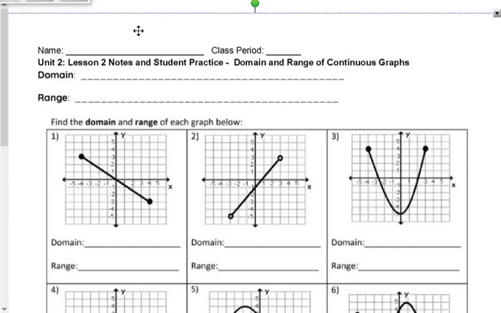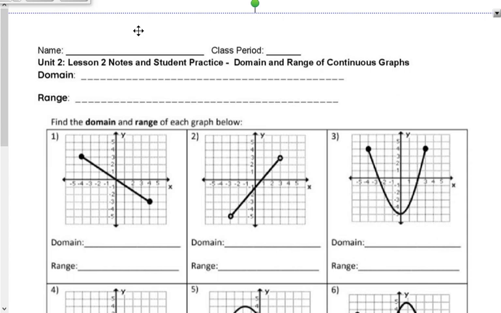Okay, today we are going to be going over just domain and range. Last time we dealt with domain and range, we were dealing with discrete functions where the domain and range were just your different x and y values. Here we're going to be going over domain and range of continuous functions, or in this case, continuous graphs.